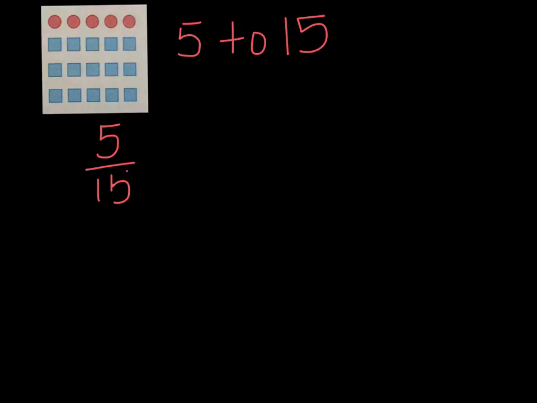Our next step would be to multiply or divide the numerator and denominator by the same non-zero number. Looking at this, I can tell I can reduce it down, so I'm choosing to divide. Divided by 5 on both of them. Once I do that, 5 divided by 5 is 1, 15 divided by 5 is 3, so 1/3. So an equivalent fraction of 5 to 15 would be 1/3.